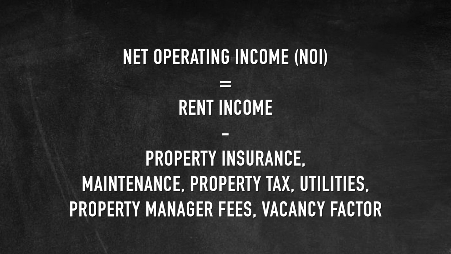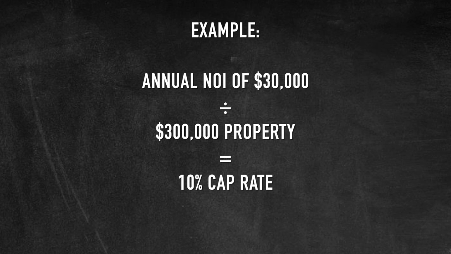That's the property's rent income minus all expenses except the mortgage. So NOI is rent income minus the cost of property insurance, maintenance, property tax, utilities, property manager fees, and a factor for vacancy. For example, your annual NOI of $30,000 divided by your $300,000 property results in a 10% cap rate. Now, notice that the mortgage principal and interest is not part of that, and that's what throws people off.